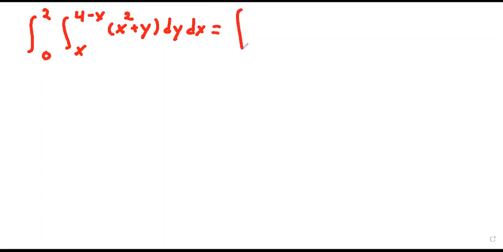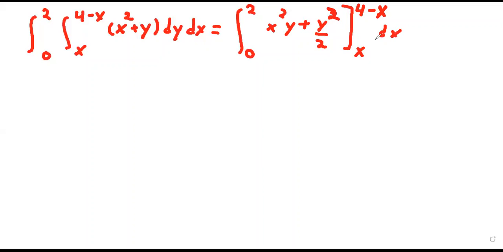So our first integration is going to be with respect to y. If I integrate this with respect to y, I get x squared y, because I just tack a y on there since x squared is treated as a number, plus y squared over 2. We're going to integrate this from x to 4 minus x. We're just copying our bounds. And then afterwards, we're going to integrate with respect to x, after we evaluate this.